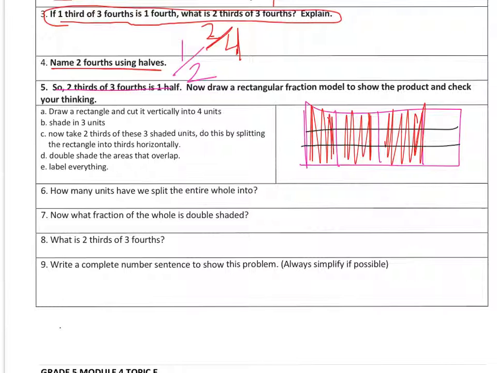So let's shade in some thirds. How many are we going to shade in? 2 of them. So let's see, double shaded, we've got 1, 2, 3, 4, 5, 6 12ths, which would reduce down to 1/2.